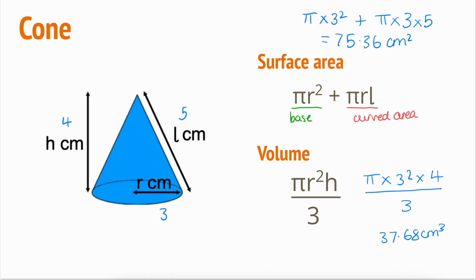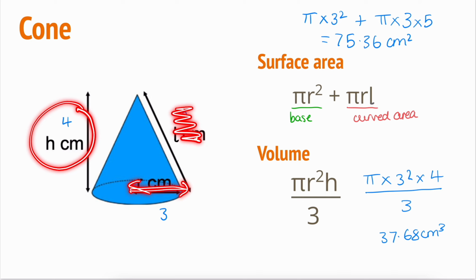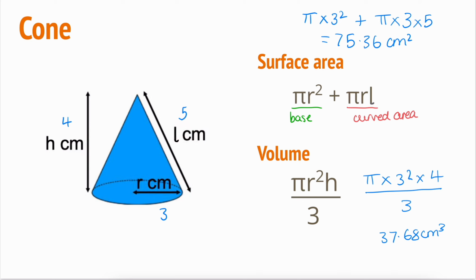Now, sometimes you might not be given both of these. You might have the radius, which is 3. You might be given this and not given this, in which case you need to find it. Or sometimes you might be given this and not this one. If that happens, we can use Pythagoras to help us find the missing length.